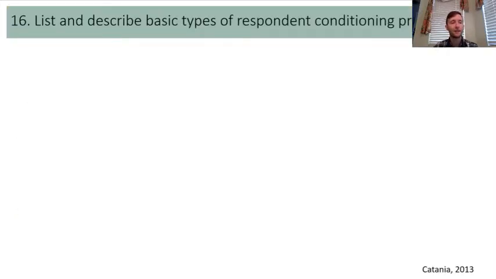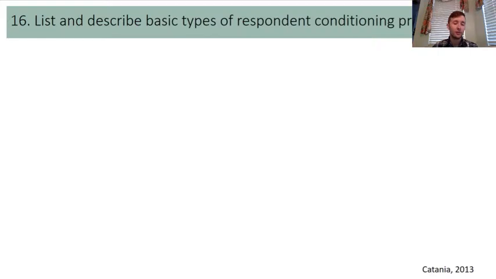All right, objective 16 is to list and describe basic types of respondent conditioning procedures. And so there are many different standard procedures for altering the function of neutral stimuli, turning them into elicitors, in other words, for doing respondent conditioning.